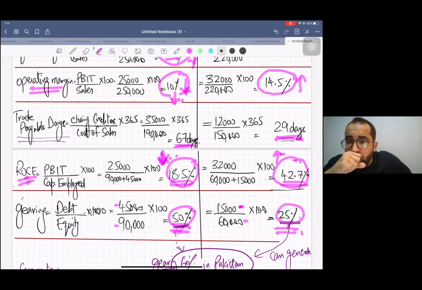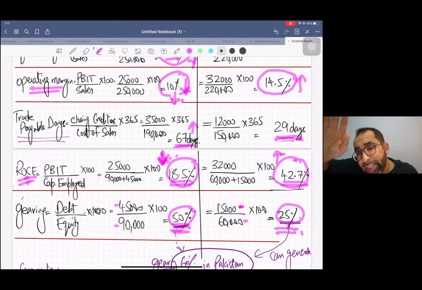So when you have high credit days, that means, see, I'm coming from another angle, it means people trust us more. The supplier is giving us 67 days credit, and the other parties are just getting 29. That means we have more creditworthiness. Are you getting it?